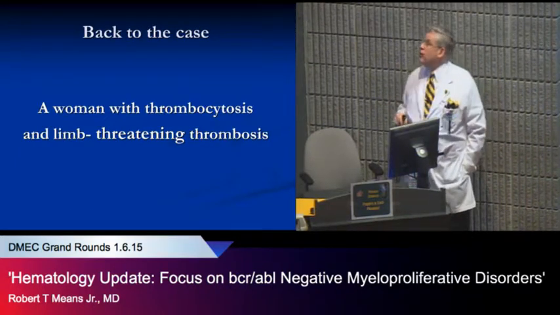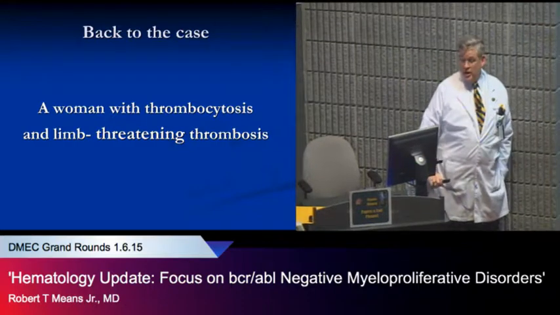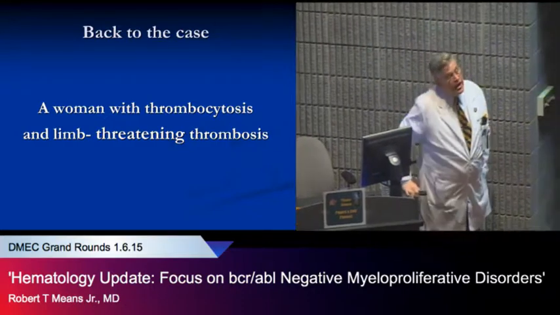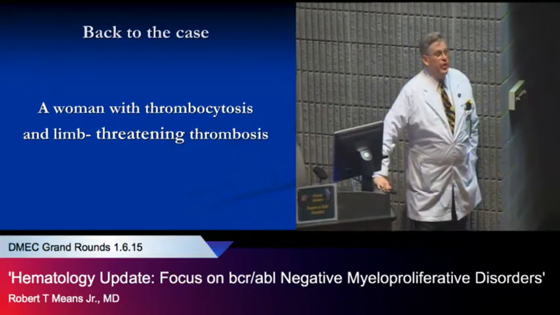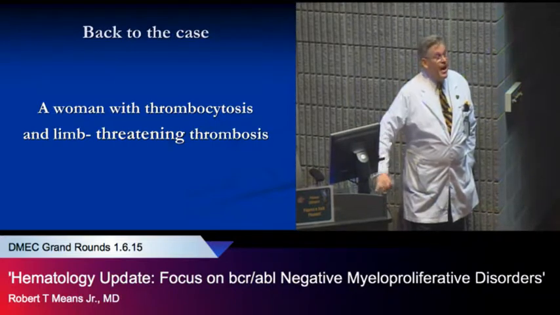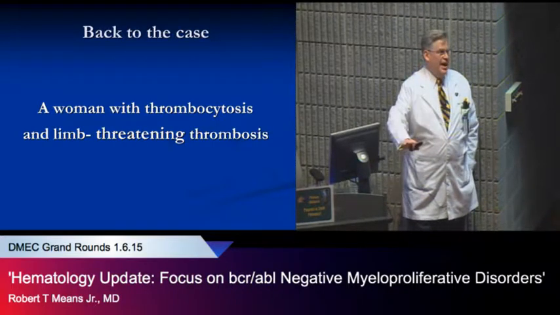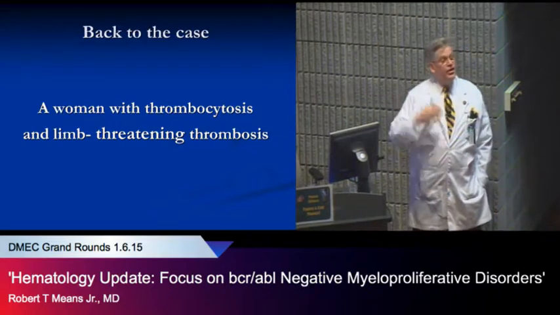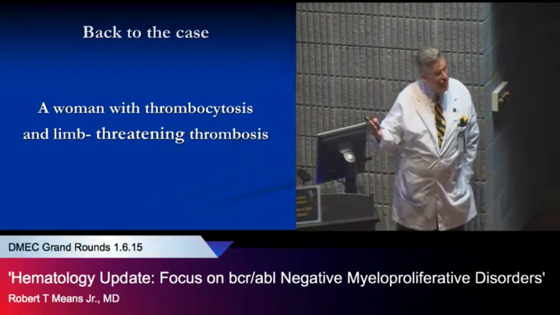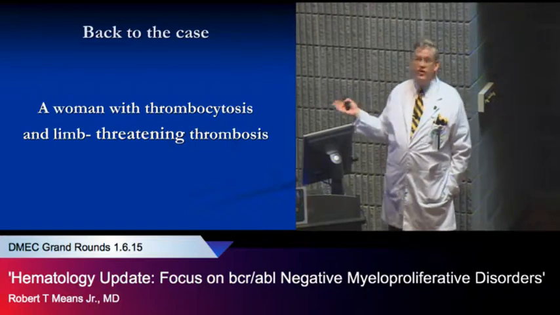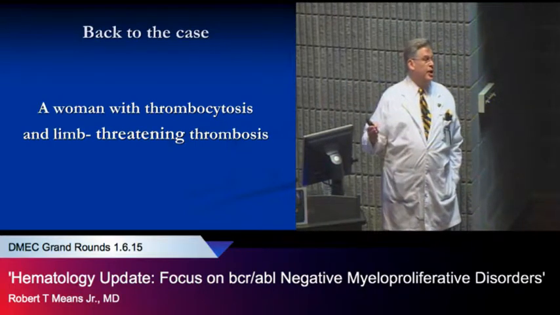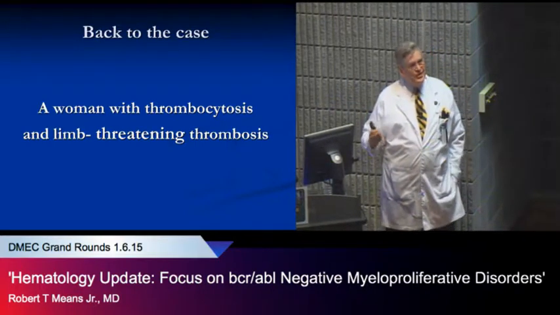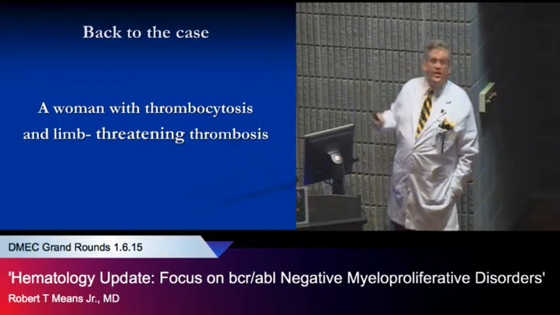So, woman with thrombocytosis and limb-threatening thrombosis. Now, when I got called about this, my first response was, is the patient there with you? I'll come to your clinic and see them now. Of course, they weren't. And so I recommended that they send off erythropoietin, JAK2, iron studies, and send them to see me the next week in my clinic, which naturally, of course, they didn't show up for. But eventually, they got in to see me.